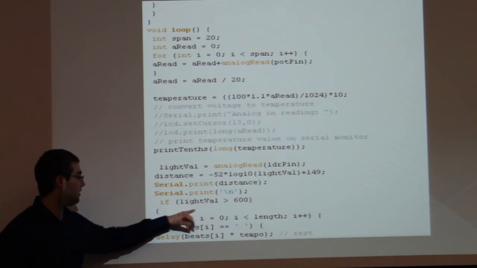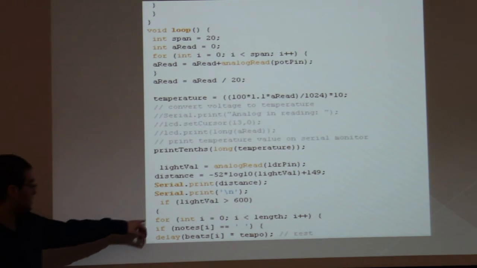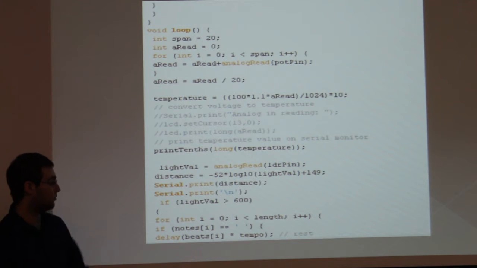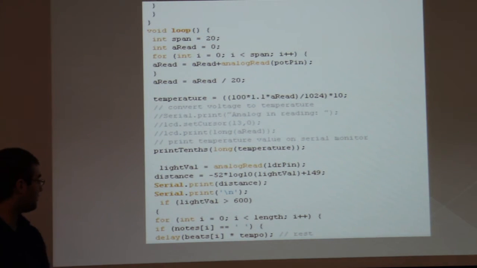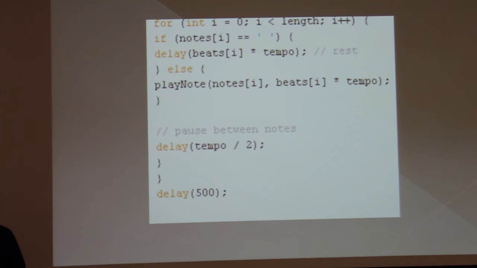So this is the if statement with the light value. If the light value that's given is over 600, it'll use that to trigger this, play the notes. So it's kind of cut off. I'm going to flip over to the next slide, which hopefully shows more of it. So this is the loop function for the buzzer.